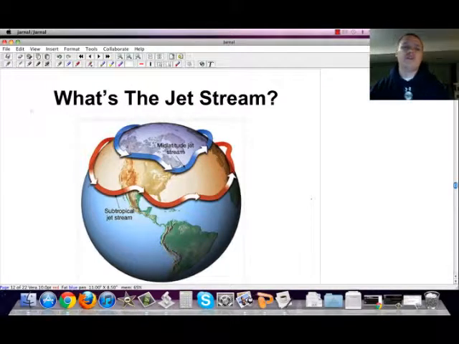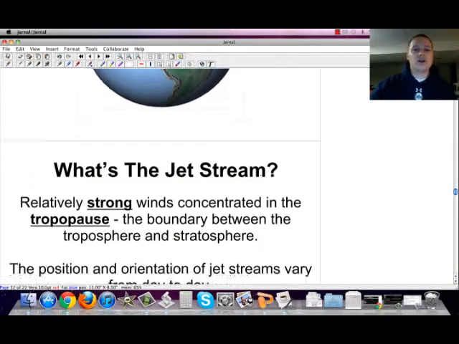Alright, so what is a jet stream? Jet stream is basically something that is always circulating that helps to push all of these air masses that I just discussed around the entire globe. Not just over North America, but over the oceans and then onto other continents as well. Alright, so let's talk about what it is.